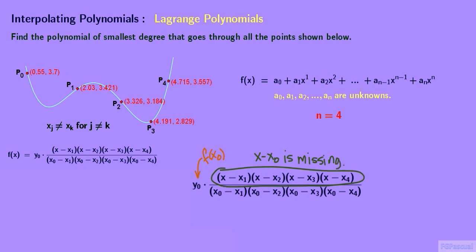In the denominator, observe that x sub 0 leads off each individual linear factor. And from x sub 0, we subtract x sub 1, x sub 2, x sub 3, and x sub 4. In short, x sub 0 minus x sub 0 is missing. X sub 0 minus x sub 0 has to be missing from the denominator, otherwise we end up dividing by 0.